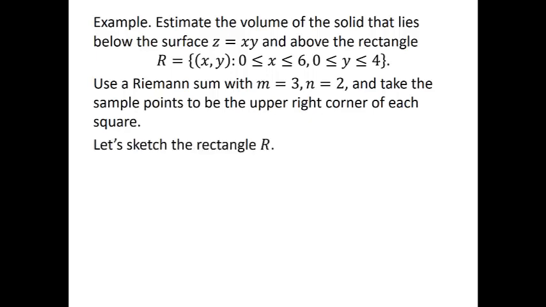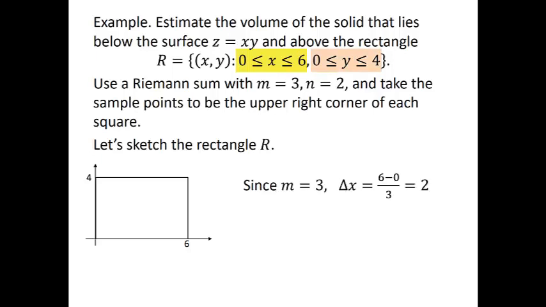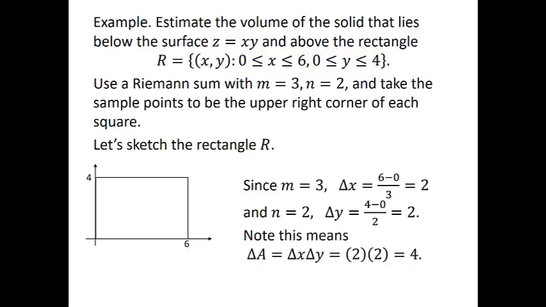Here we go. Let's first sketch the rectangle R. We want x to live between 0 and 6, and y to live between 0 and 4. Since m is equal to 3, delta x is 6 minus 0 divided by 3, or 2. And n is equal to 2, so delta y is 4 minus 0 divided by 2, or 2. Note this also means that delta A, which is delta x times delta y, will be 2 times 2, or 4.